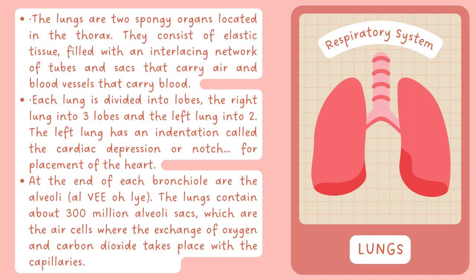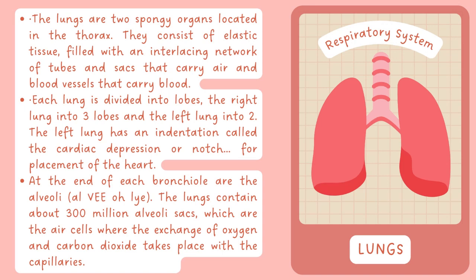Lungs are two spongy organs located in the thorax, consisting of elastic tissue filled with an interlacing network of tubes and sacs that carry air and blood vessels that carry blood. Each lung is divided into lobes, the right lung into three lobes, and the left lung into two. The left lung has an indentation called the cardiac depression or notch for placement of the heart.